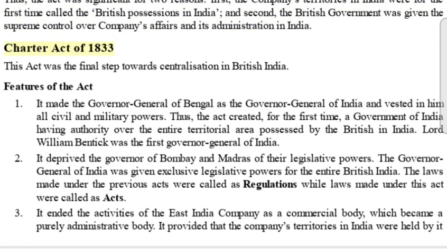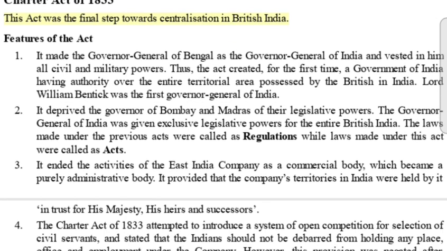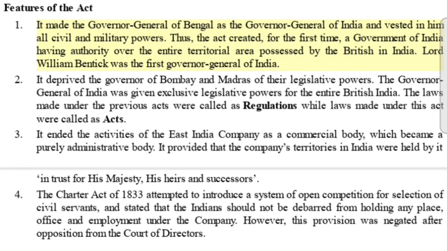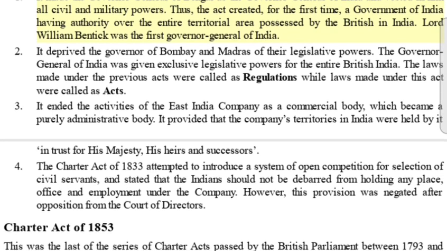Charter Act of 1833. This act was the final step towards centralization in British India. Features of the Act. 1. It made the Governor-General of Bengal as the Governor-General of India and vested in him all civil and military powers. Thus, the Act created, for the first time, a Government of India having authority over the entire territorial area possessed by the British in India. Lord William Bentinck was the first Governor-General of India.